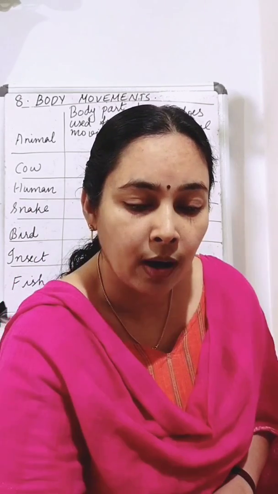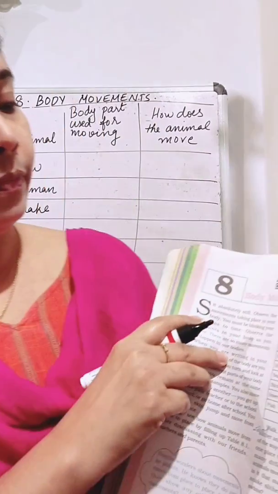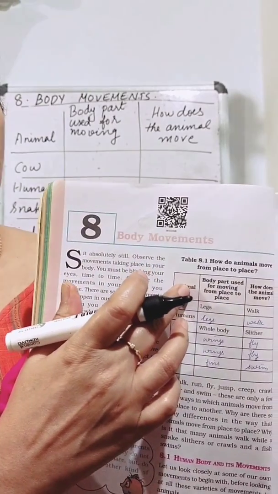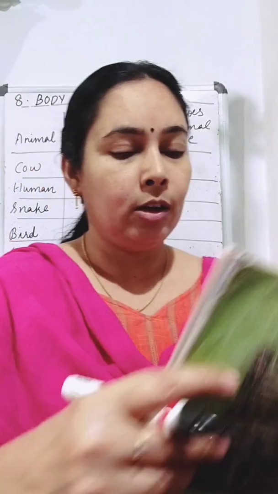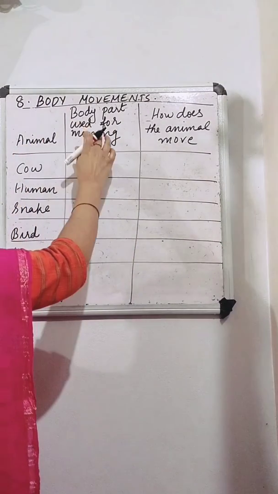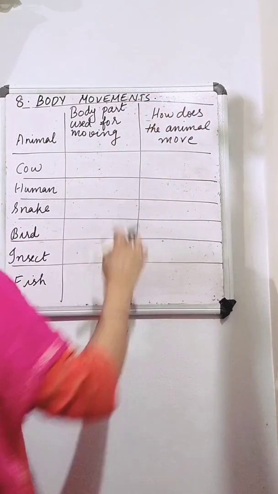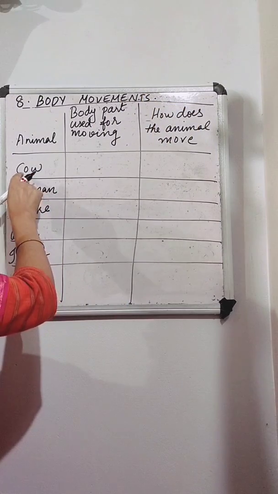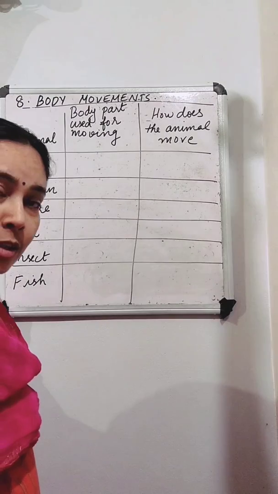Okay. So there is one table in your textbook, table 8.1. Can you fill this in? Look at what is in the table. The name of an animal is given, then the body part used for moving, and how the animal moves. So first is cow. Cow moves by using which part of its body?